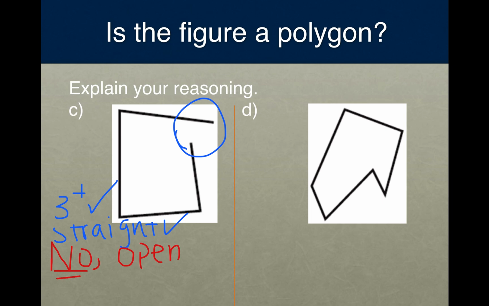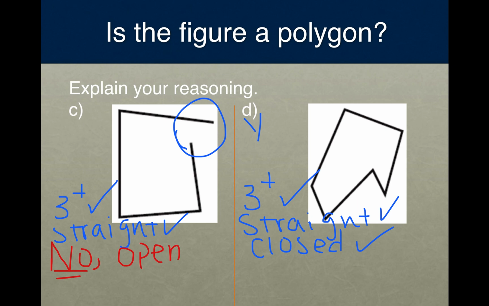If we look at polygon D, we notice that yes, there are more than 3 lines. All of our lines are straight. And it is a closed figure. So yes, it is a polygon.